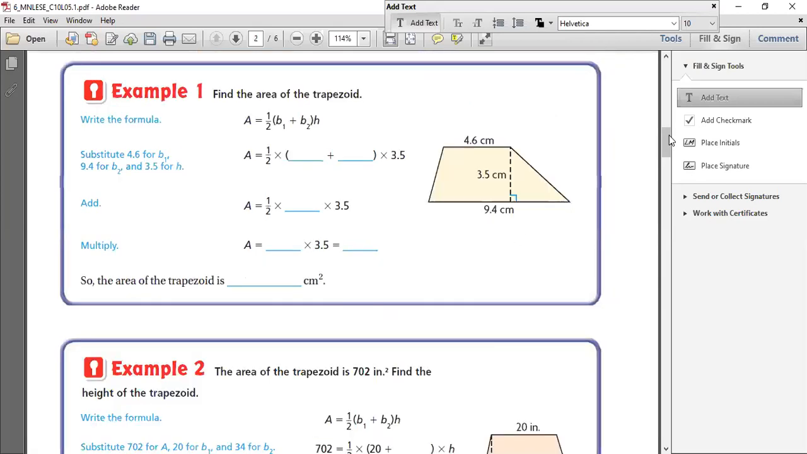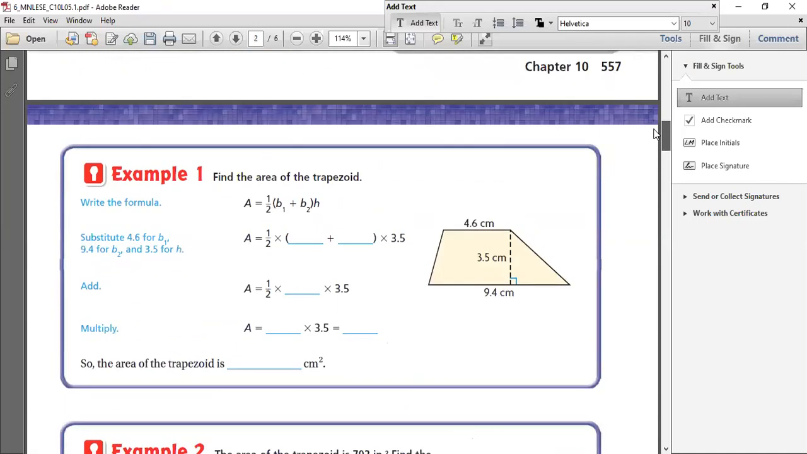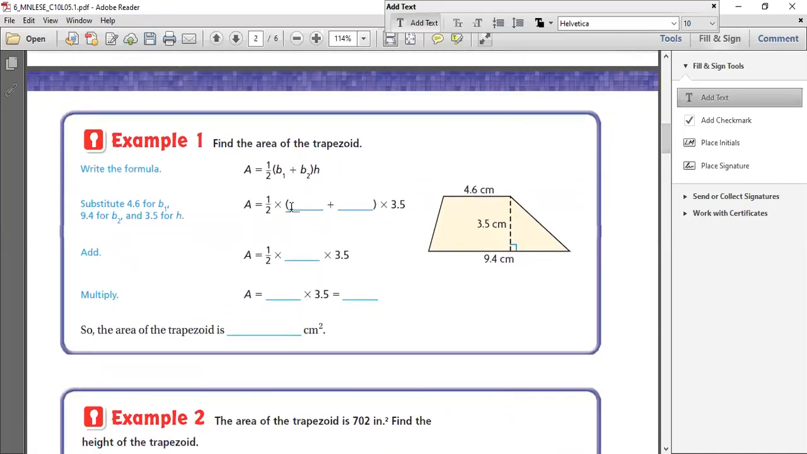Okay, so quickly let's move to the first example, that's on page 558. Again the area is given. Area is half (b1 plus b2) multiplied by h. So the bases are 4.6 and 9.4 and the height is 3.5. So let's write them in the places. 4.6 is base 1 and base 2 is 9.4, multiplied by 3.5.